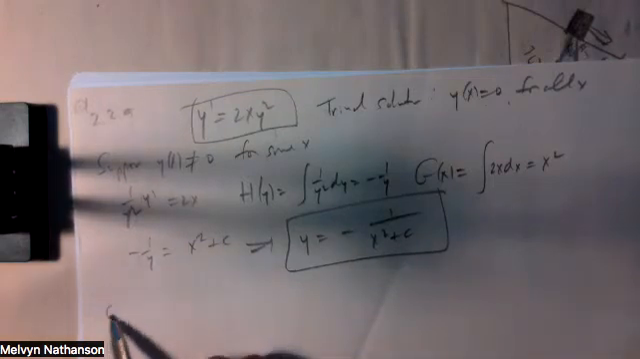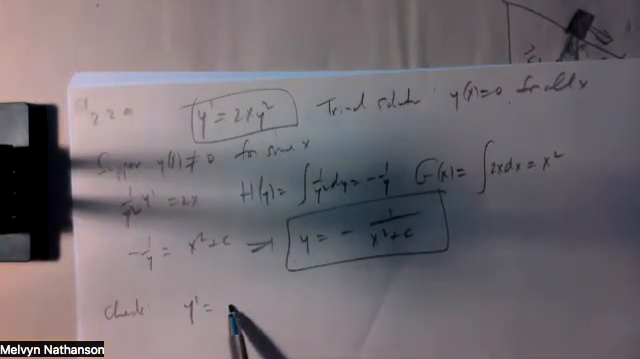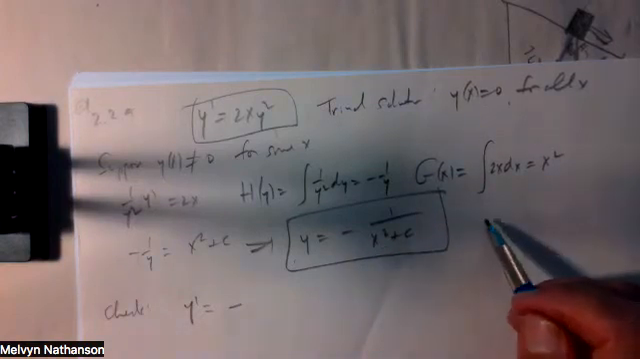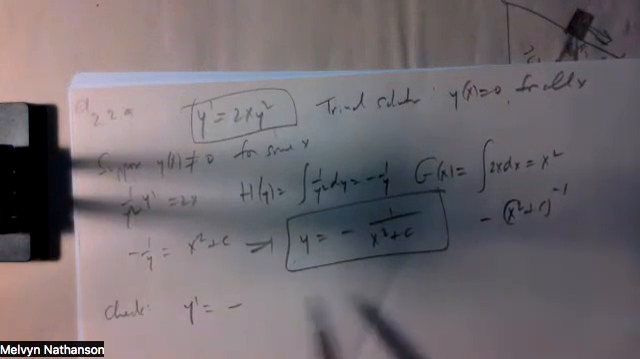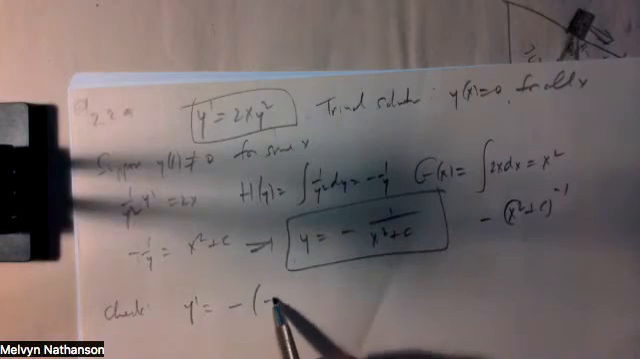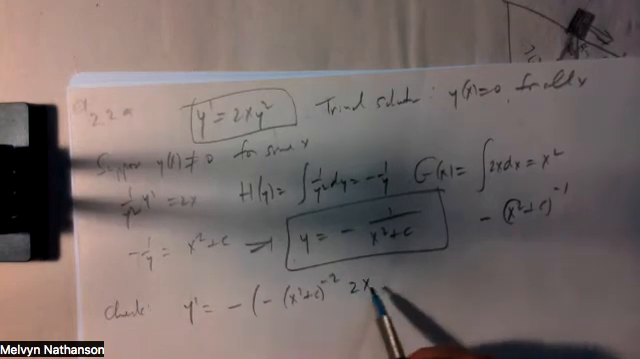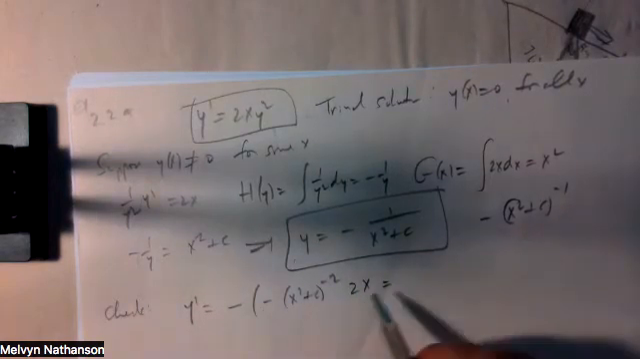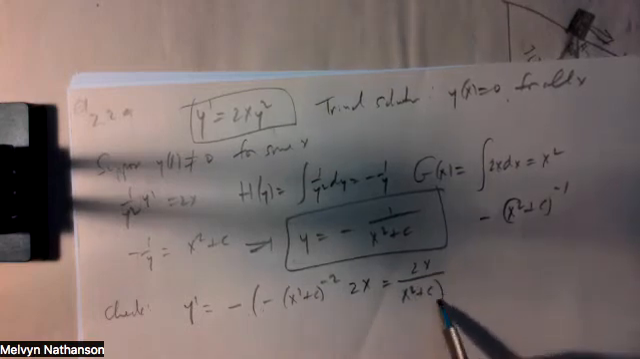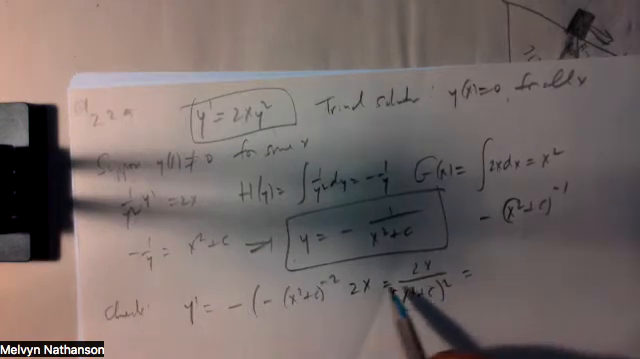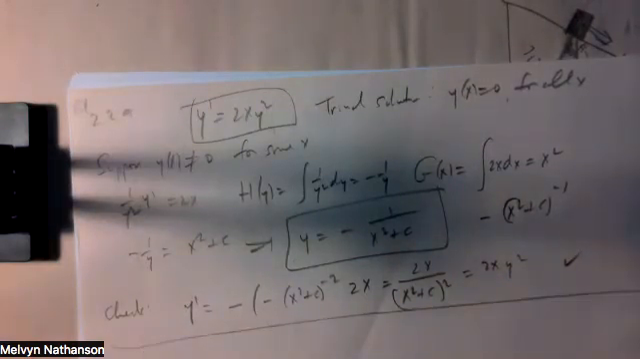Let's just check this is a solution. It's always nice to check. So if y is equal to this, y prime is minus, so this is like minus x squared plus c to the minus 1. So when you differentiate this, you get minus x squared plus c to the minus 2 times the derivative of x squared plus c, which is 2x. So minus times minus is plus. You get 2x over x squared plus c squared. This is y squared is exactly this. So this is 2x y squared. So you see this checks.